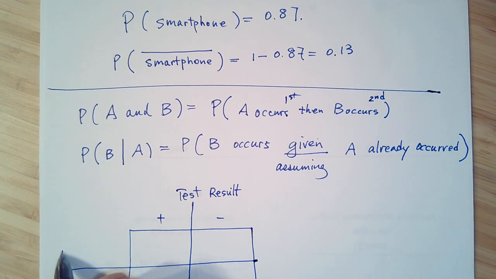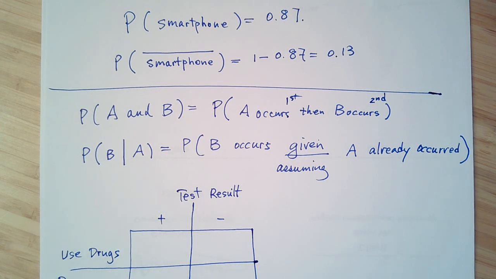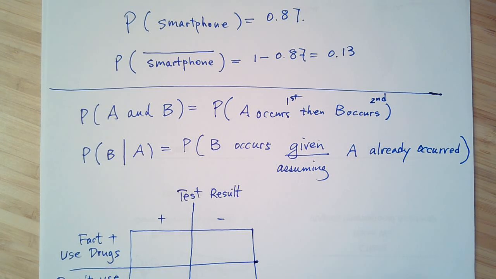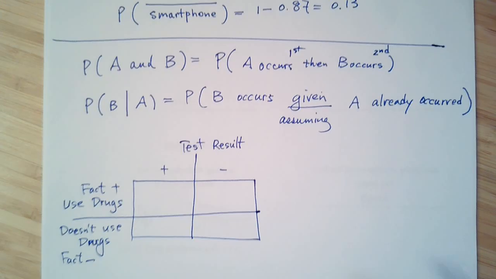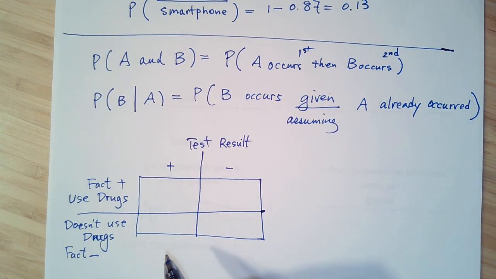And for the actual status, people who use drugs, which is not a good thing, and those who do not use drugs. So this is called a false positive, and this is called a false negative. Make sense? Then I will put down the numbers and explain this to you.